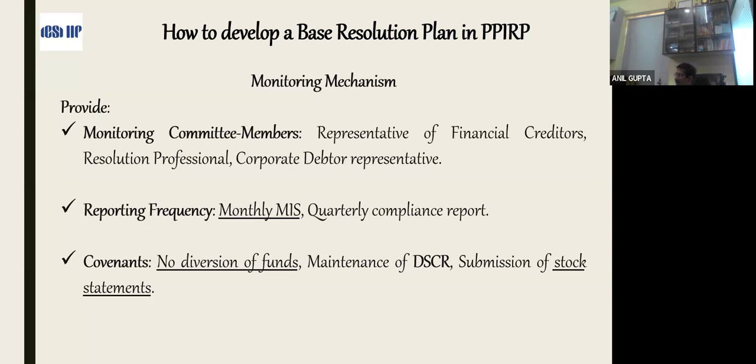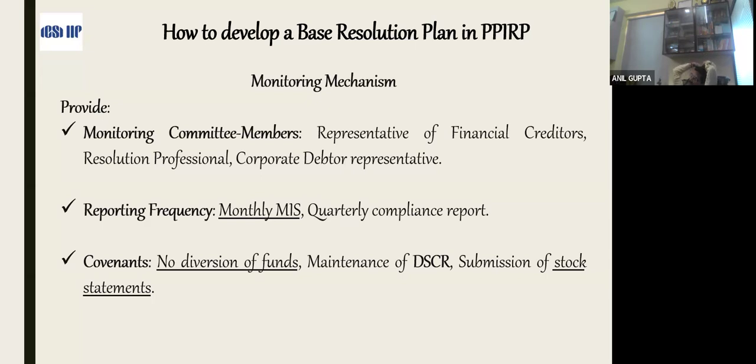Then only the financial creditor will accept your base resolution plan. Otherwise, if we give 2 or 3 pages, they don't take it. It is as good as a restructuring proposal of the loan. So once you have given the base resolution plan and banks accept it, that is as good as a restructuring plan. Earlier banks on their own were doing this. Today, through one regulator, that is IBBI, and through the PPIR product, this is happening.